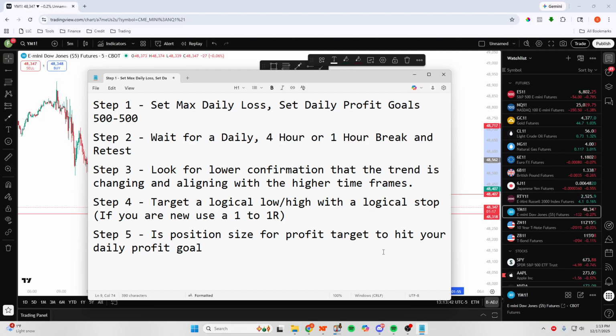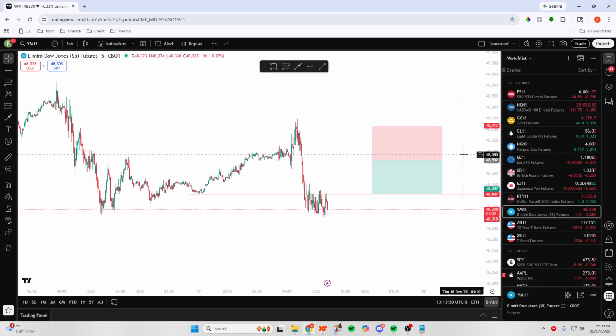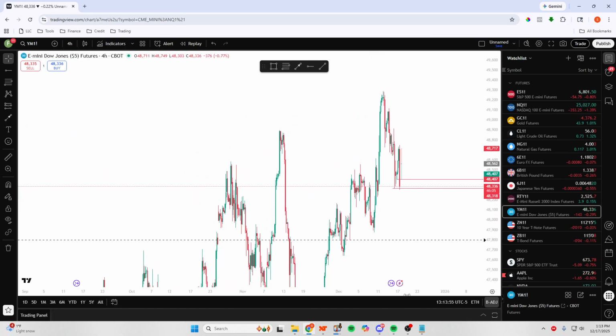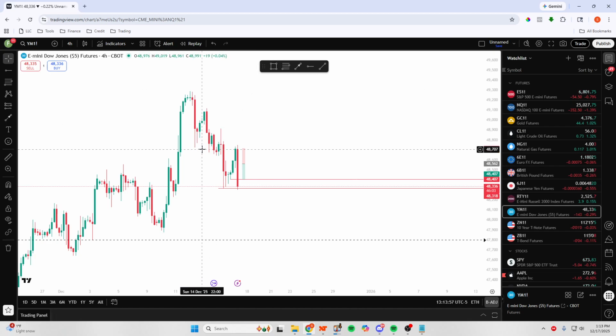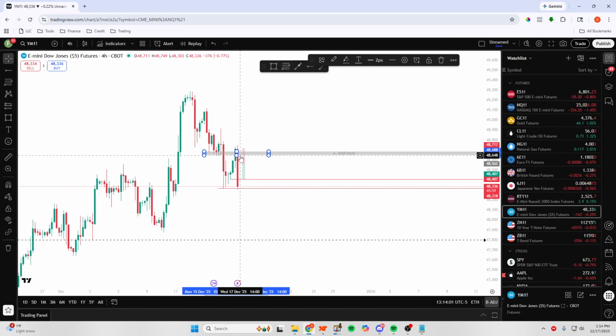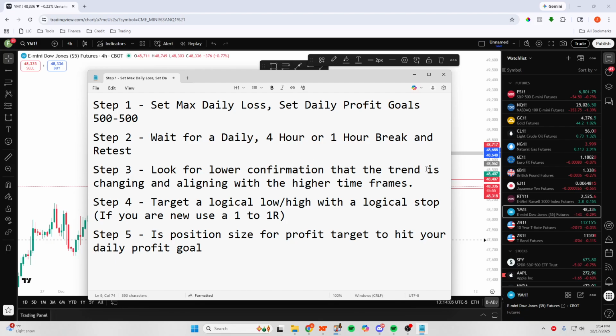Step 2 is wait for that daily, 4-hour, 1-hour break and retest. Step 3, you want to look for a lower confirmation that the trend is changing and aligning with the higher time frames. And just to put in here too, because I want to make sure you guys understand this, I don't just want to see price change, right? I want to see price change and break below this level. So let me actually put this in. You look for low confirmation that the trend is changing and aligning with the higher time frames.